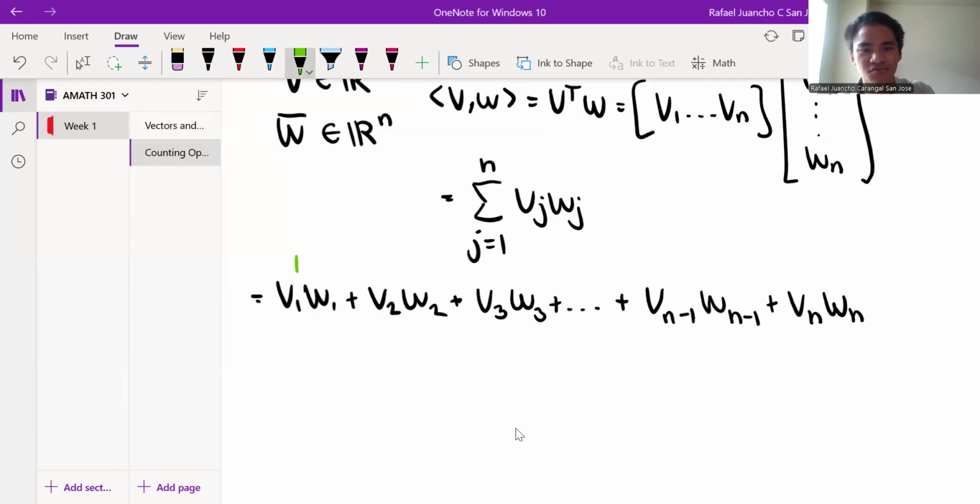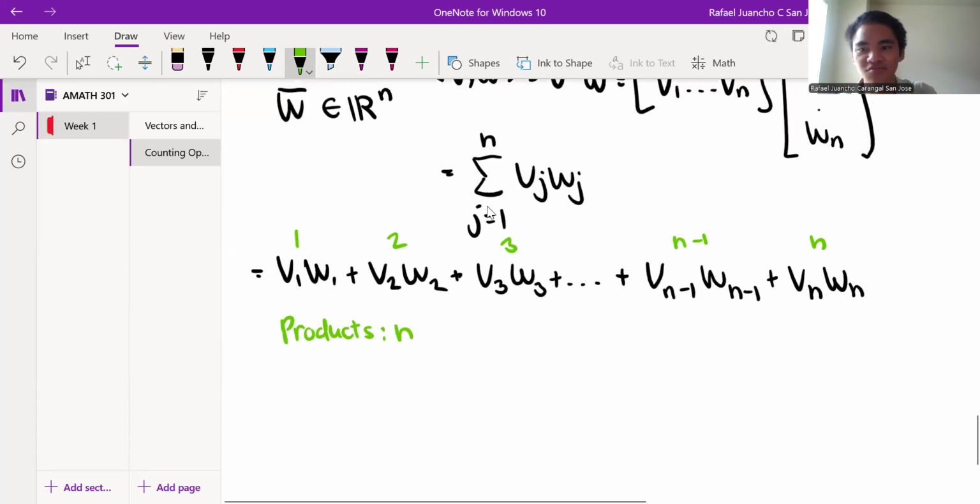So we're saying this is 1, 2, 3, and this is n minus 1, this is n. Now, how many products have we done? This is a product, 1. This is a product, 2. This is a product, and so on. So we actually made n multiplications. So the number of products that we did was n. That's how many times we multiplied.